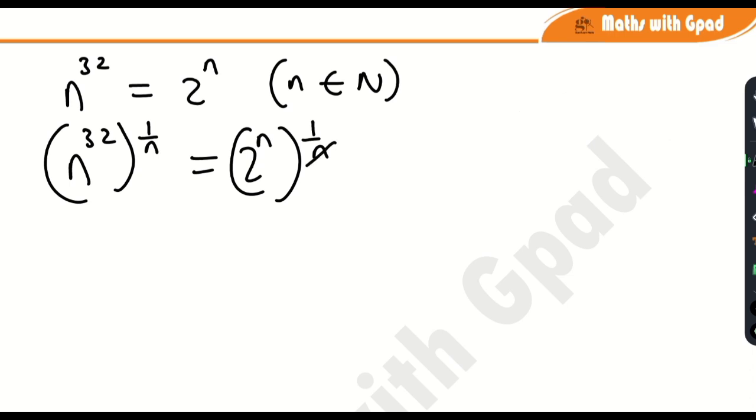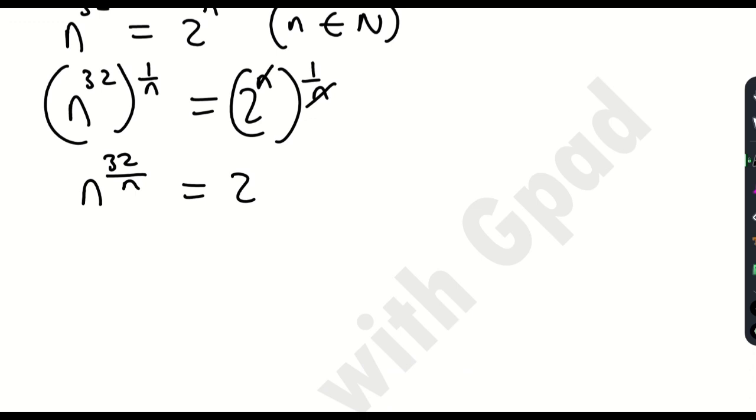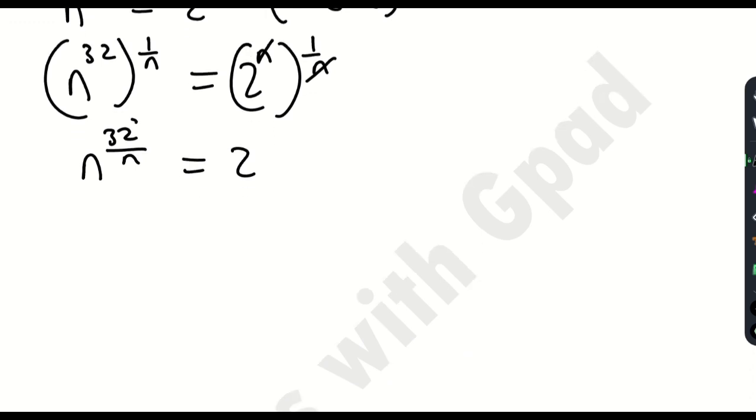Okay, so this n will cancel this n, and I have n raised to power 32 over n is equal to 2, because the n here has been cancelled out. So one part of the job has been done. I need to remove this 32, this power of 32. What can I do? The same thing I did when I was trying to get rid of the power of n. I'm also going to apply the 32nd root to both sides.